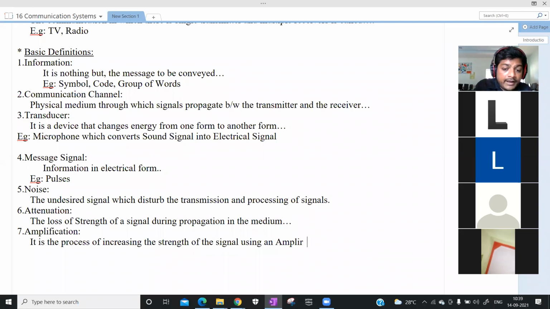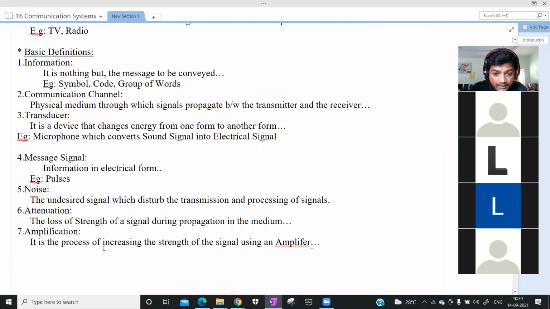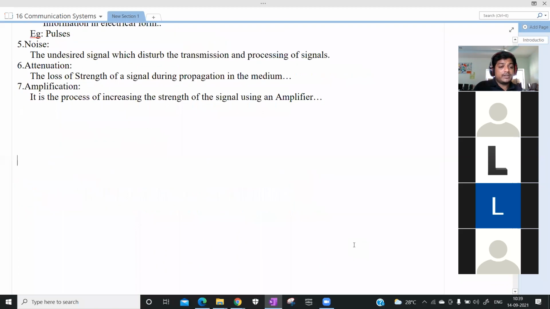Now the device which is used to amplify the signal is called what? An amplifier. Understood? Yes, sir. Amplifier. So this is called amplification. Any doubts up to now? No, sir. Right.